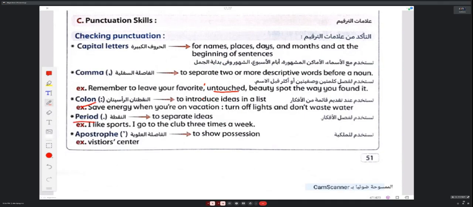Period or full stop. A period is different. The difference between a period and a full stop is that the full stop is at the end of the sentence, but the period is after some abbreviations like Mr. or Doctor. So we can use a period here.